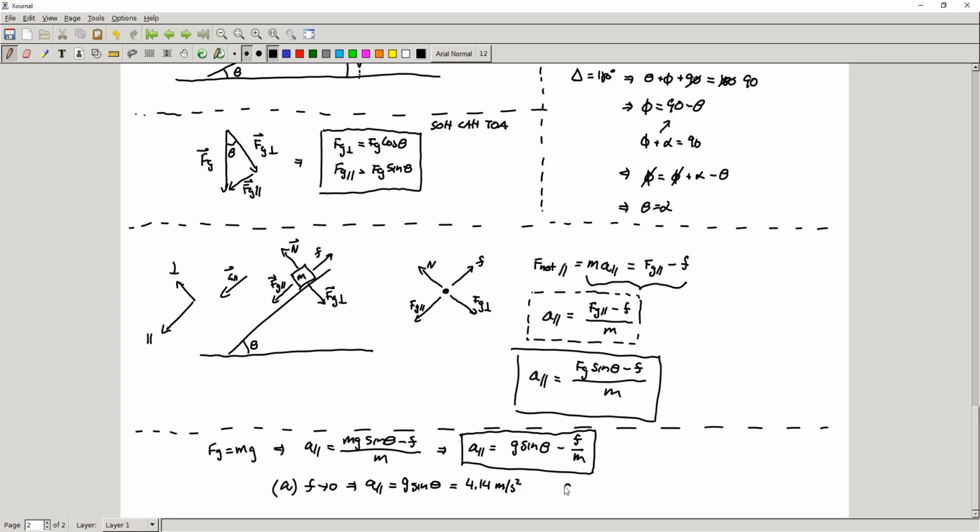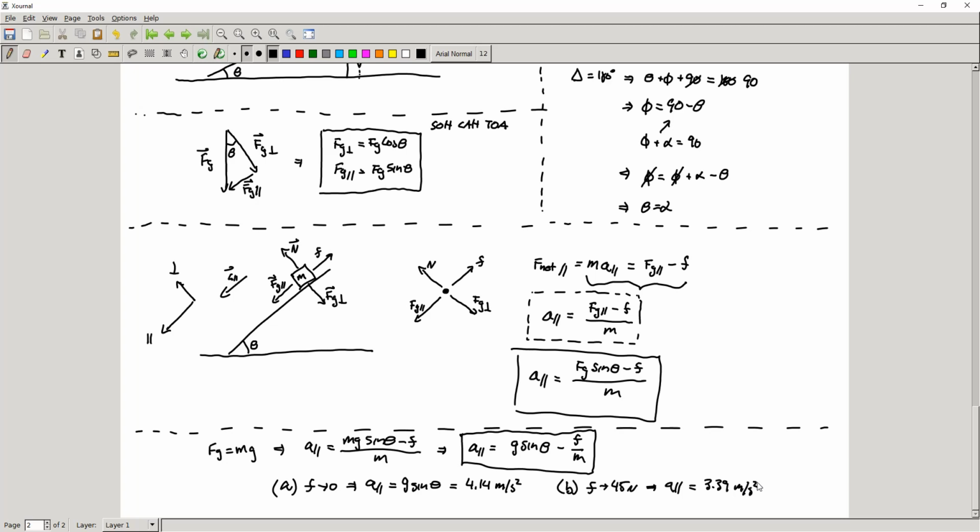That's for part A. And in part B, f is going to go to 45 newtons. If you substitute that in, you're going to end up with f over m. It's going to be an additional term there that you're going to subtract, and you're going to end up with acceleration in the parallel direction equal to 3.39 meters per second squared.